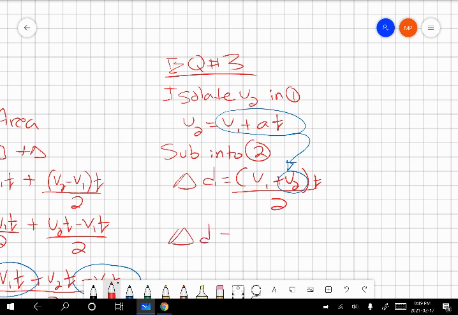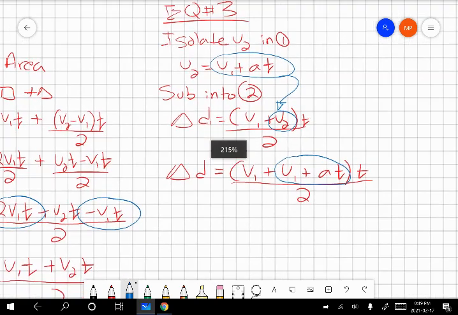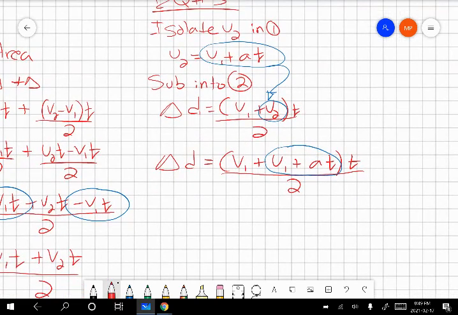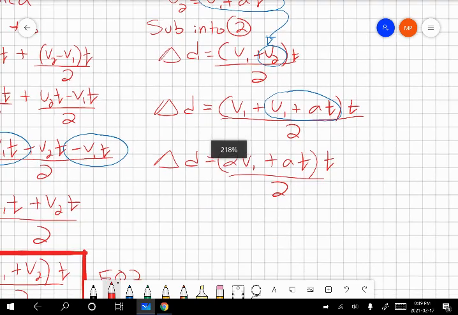So now I'm going to go delta D equals v1 plus, instead of v2, I'm going to write v1 plus at. So just to be as clear as I possibly can be, now instead of v2, I have v1 plus at in equation 2. And that, in essence, is equation number 3. I just now have to play with it until it looks like it does on the formula sheet. First thing I can do is collect those two like terms. v1 plus v1 is 2v1. And then, of course, I still have plus at, and I still am multiplying by time outside the brackets.